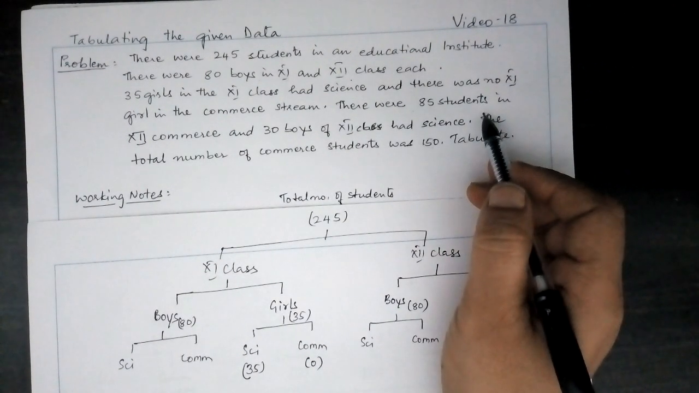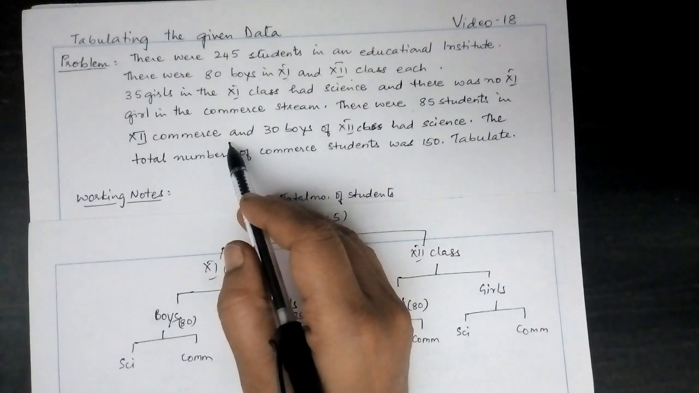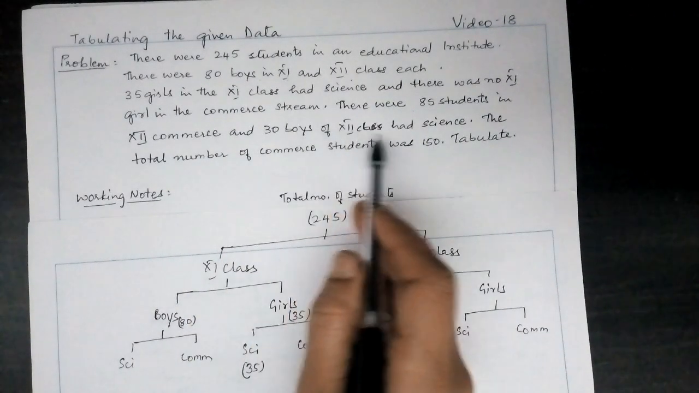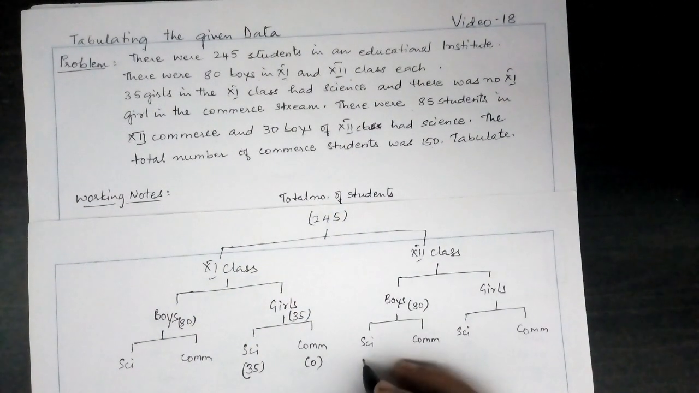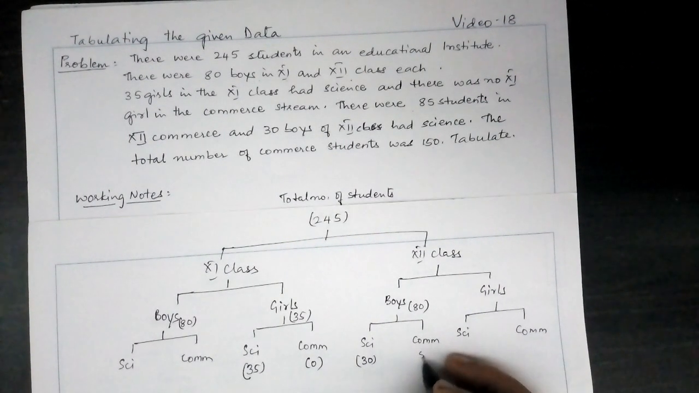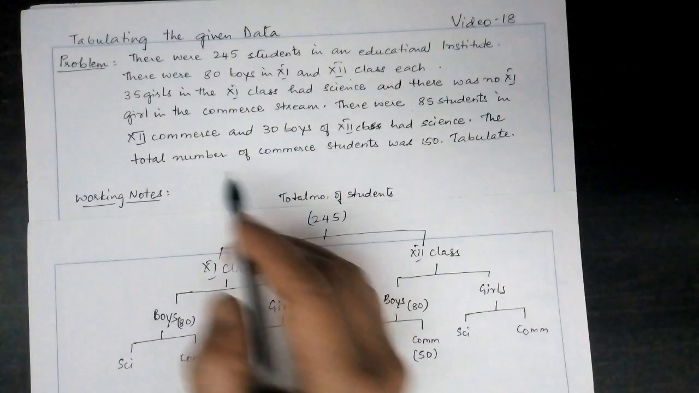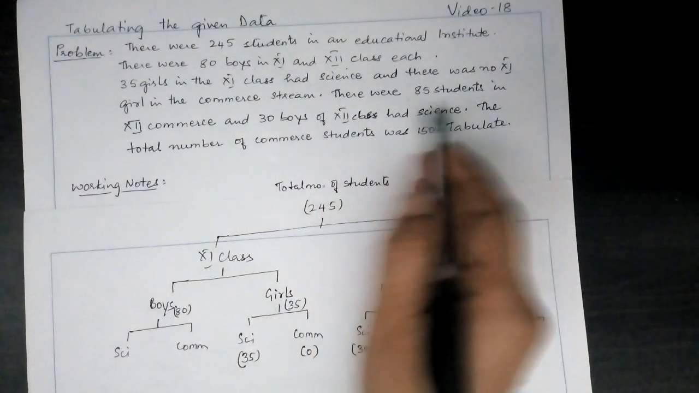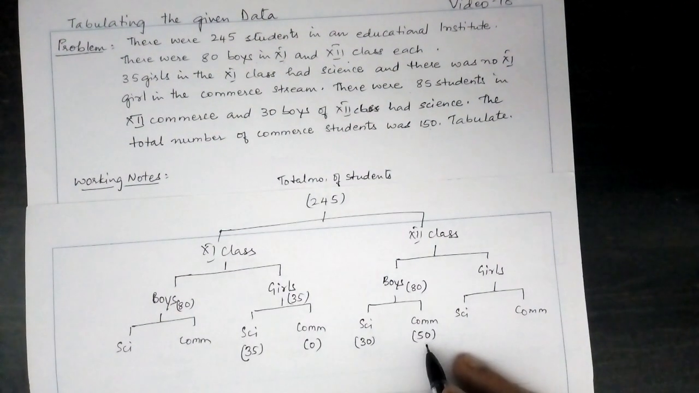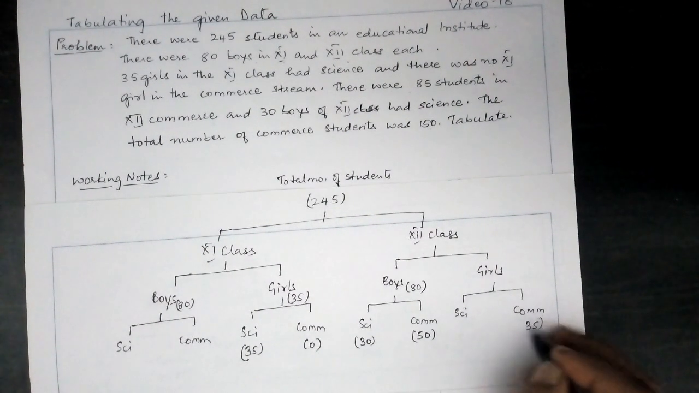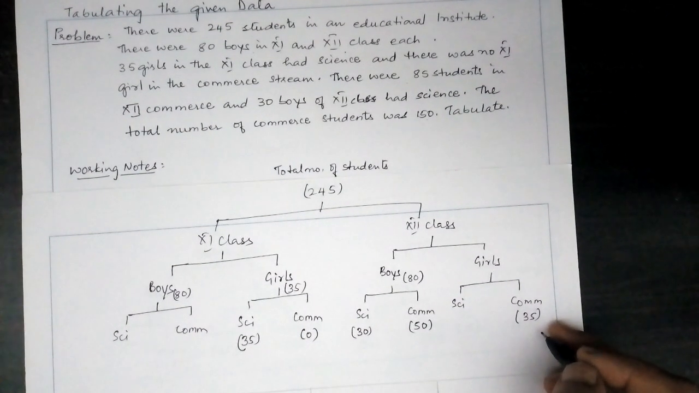There were 85 students in 12th commerce. In 12th commerce there are 85 students, but we do not know how many girls and how many boys. And 30 boys of 12th class had science. So this is easy now. 30 boys are in science. So in commerce 80 minus 30 we get 50 in commerce. Now what is he saying? 85 in 12th commerce. So already we have 50 over here. So 85 minus 50 gives us 35 commerce students, 35 girls who have taken commerce.